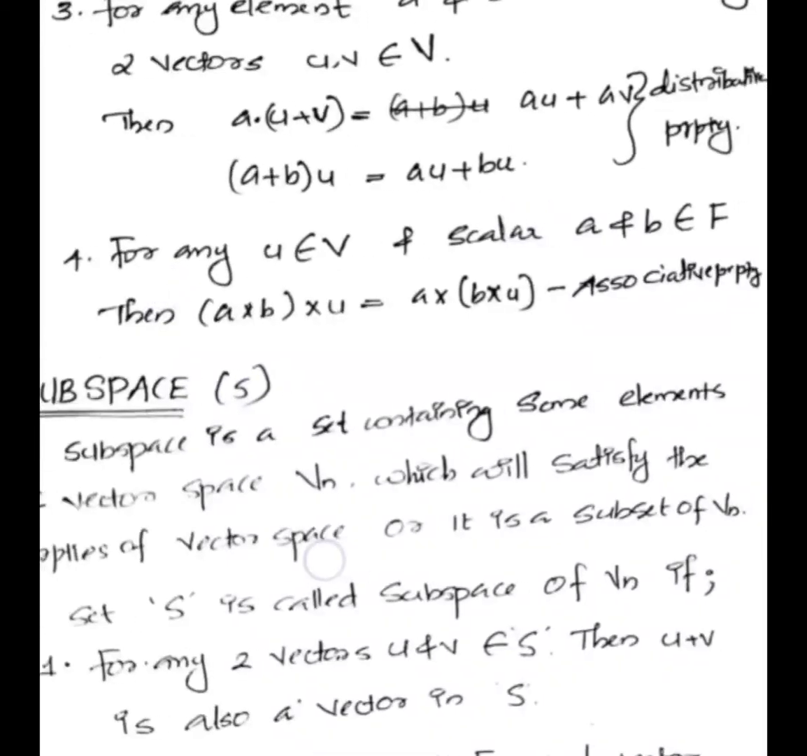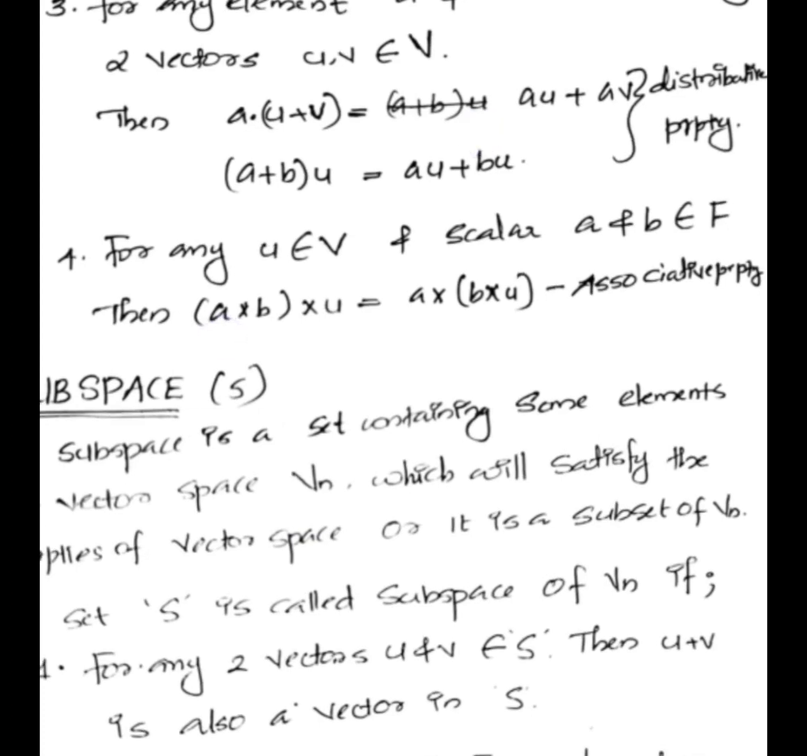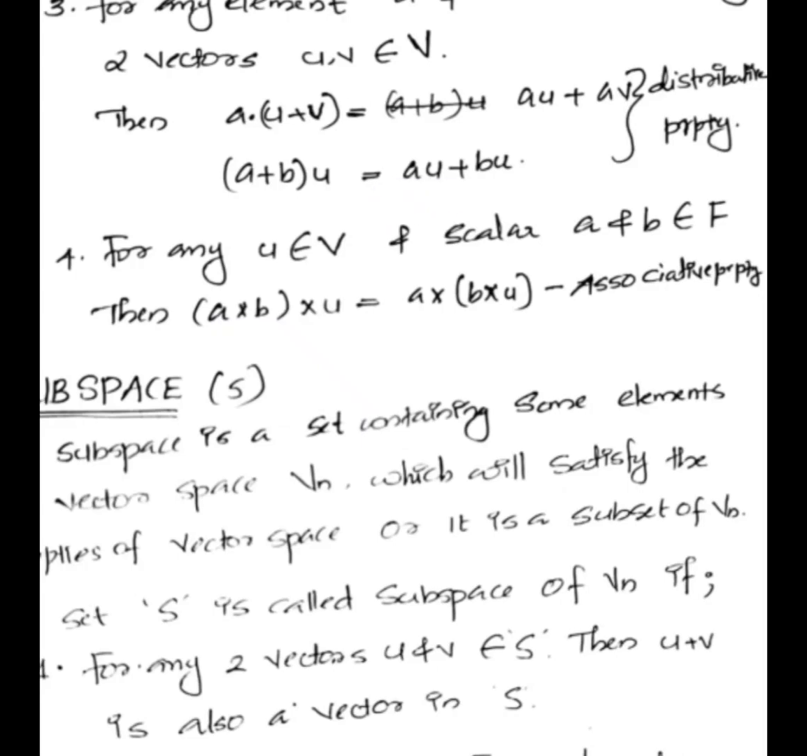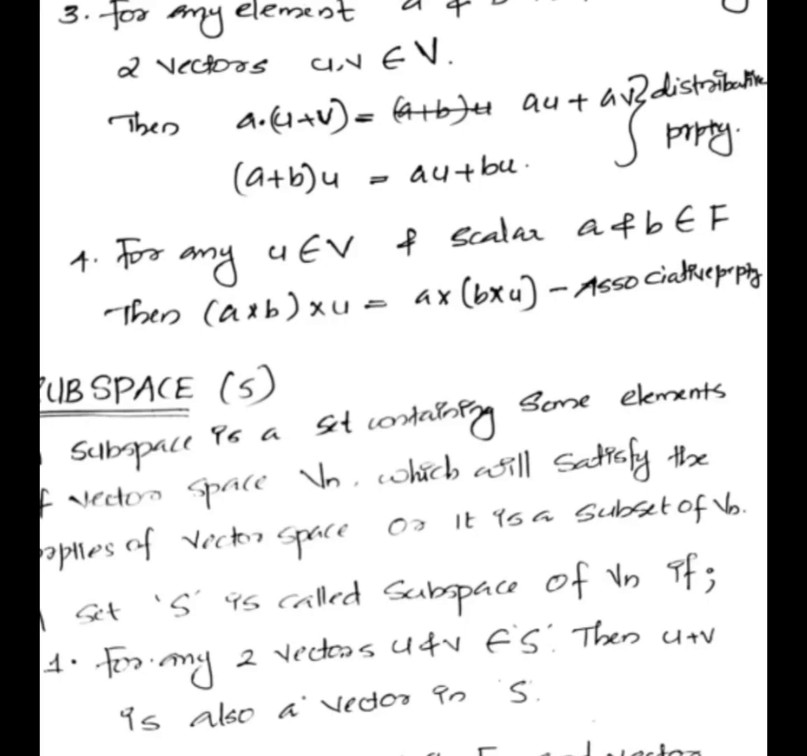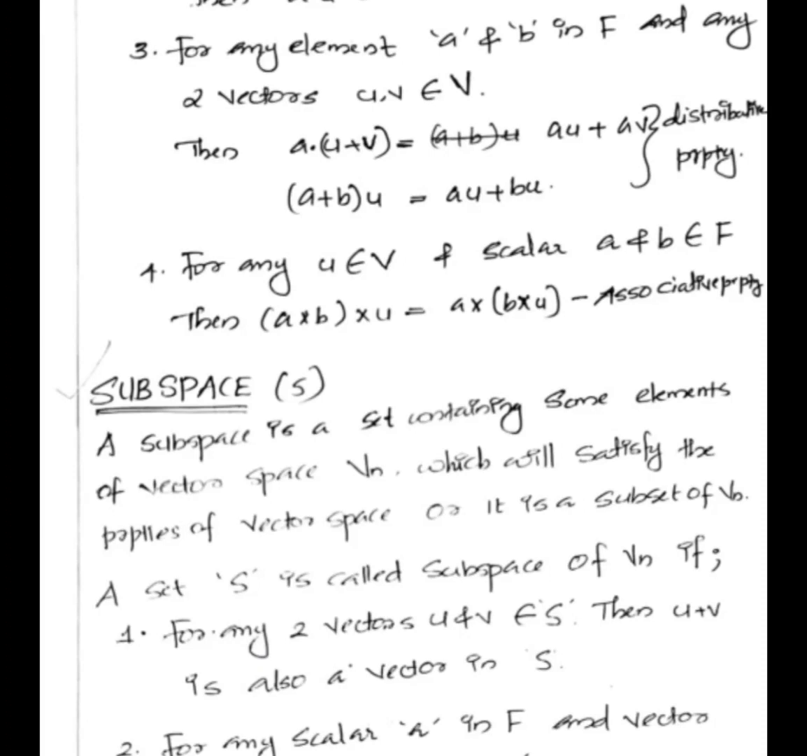The third property: for any elements A and B in F, that is two scalars, and any two vectors u, v elements of V, that is the vector space, then A dot (u plus v) is equal to A dot u plus A dot v. Also, (A plus B) into u is equal to A dot u plus B dot u. So this is the distributive property. Then the fourth property is for any vector u element of V and scalars A and B elements of F, then A into (B into u) is equal to (A into B) into u. It's an associative property.